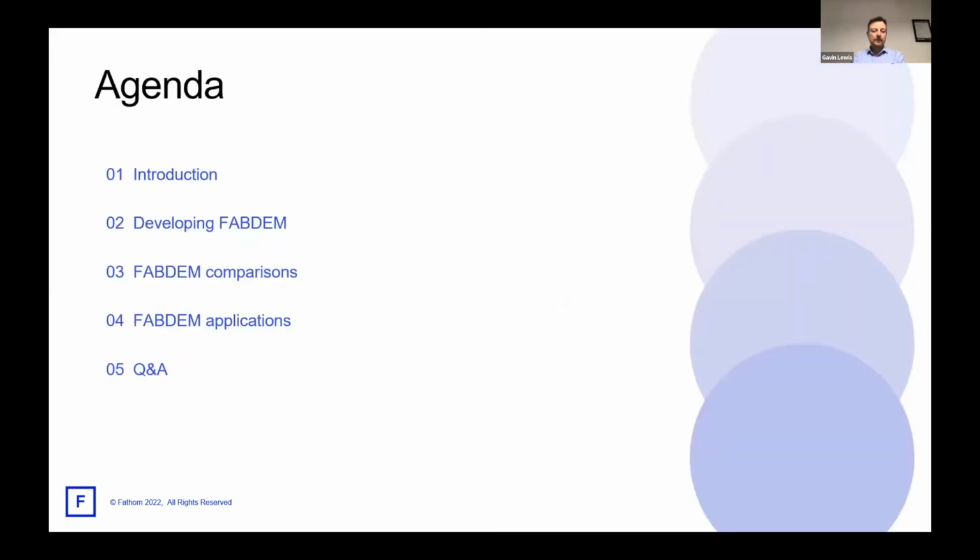Right, well, let's have a quick look at the agenda this morning. I'm going to do a short introduction as to who we are at Fathom and what we do. And then I'm going to be handing over to Laurence to talk about the development of FabDEM. He's going to be followed very shortly by Pete, talking about the comparisons of FabDEM. And then I'm going to come back and talk a little bit about the actual applications for FabDEM and some of the information on the data set. And then we'll be getting into the question and answers after that. So, without further ado, let's start.